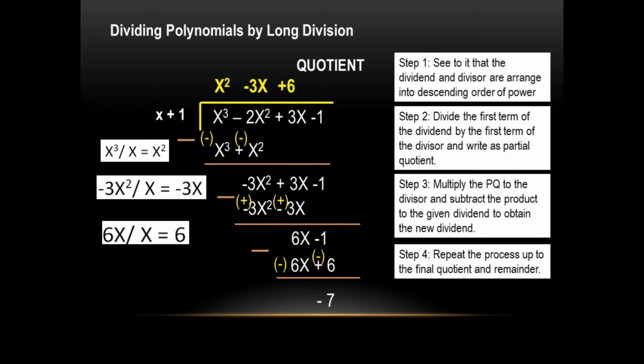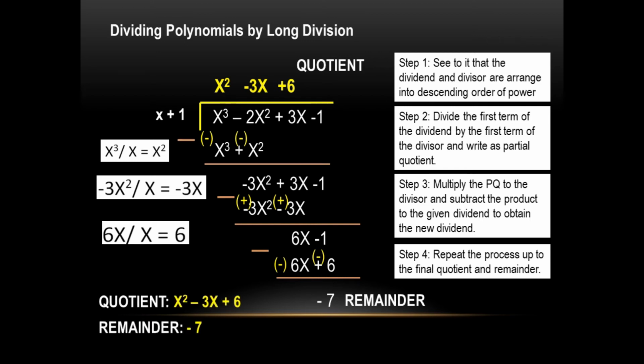So ito yung quotient natin: x squared minus 3x plus 6, and the remainder is negative 7. Yan. So that's how to process dividing polynomials by long division.